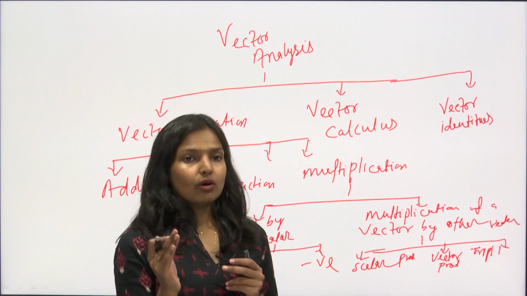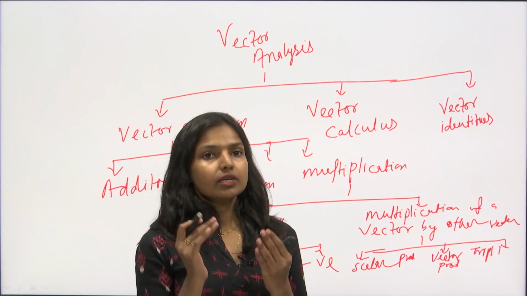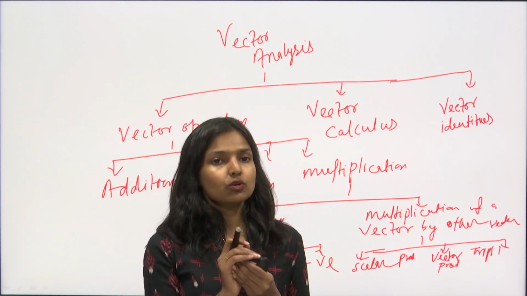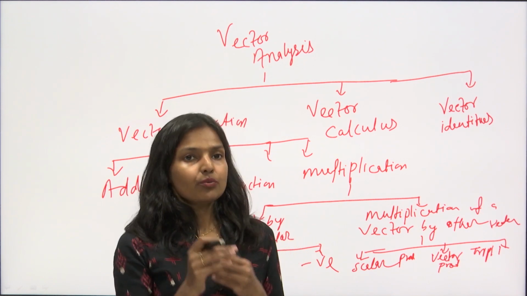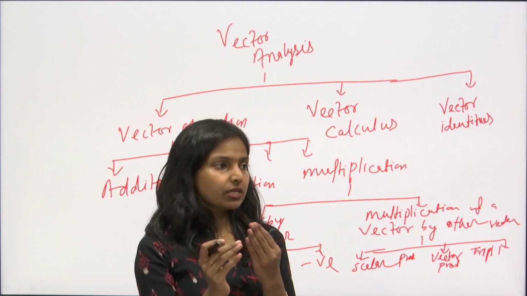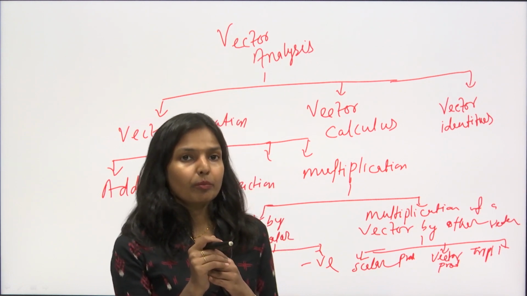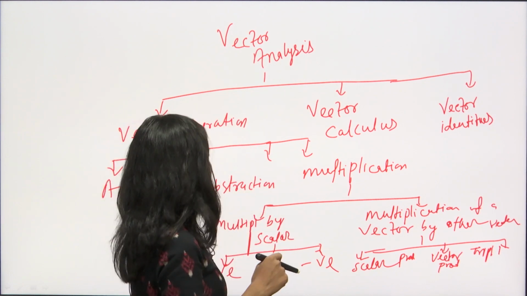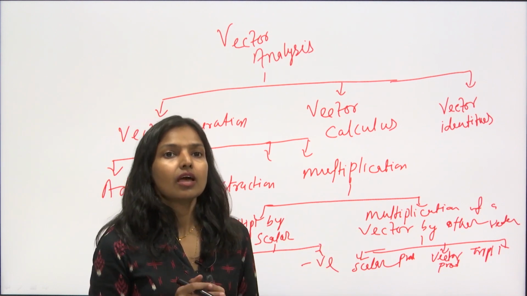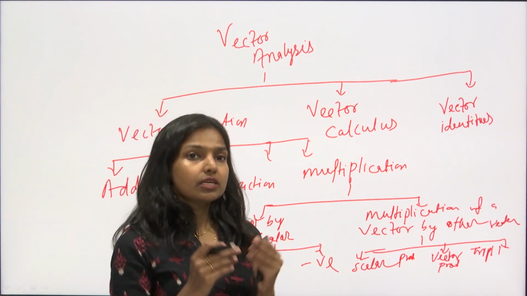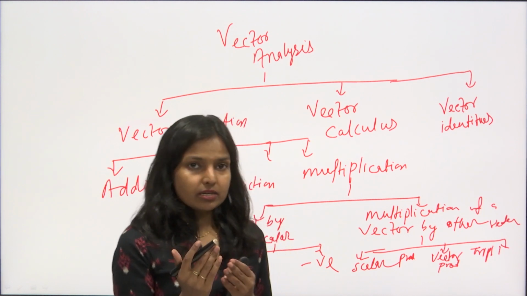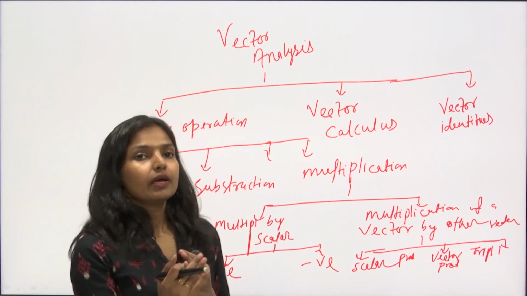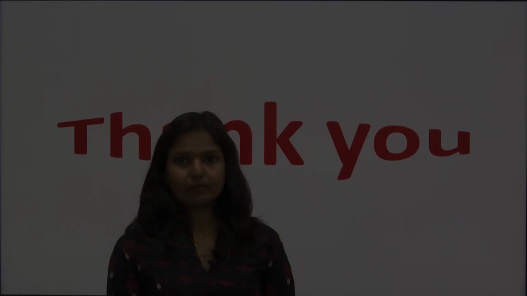So this is the simple overview of vector analysis, especially for the vector operation. In vector analysis we study three things, that is vector operation, vector calculus and vector identities. We have covered vector operation. There are four kinds of operation on vectors, that is addition, subtraction, multiplication and division. Division is usually undefined unless the two vectors are parallel.